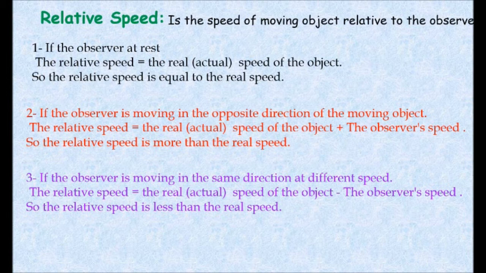In this point, we must say something. The speed can't be negative, never. The speed can't be a negative value. So the difference between the two speeds must be a positive value, not negative.